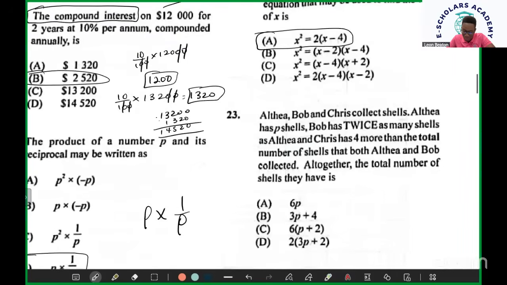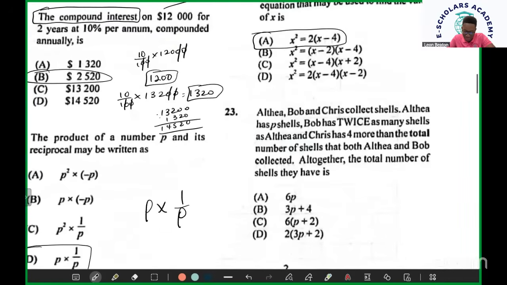So Altia, Bob, and Chris collect shells. Altia got P shells. Bob has twice as many shells as Altia, so 2P. Chris got 4 more than the total shells of both of them. So Chris went and found more shells. So when you add P and 2P, we get 3P, and Chris got 4 more than them.